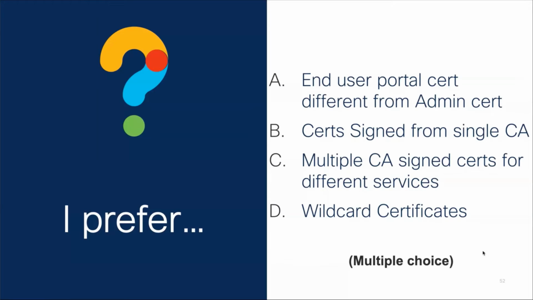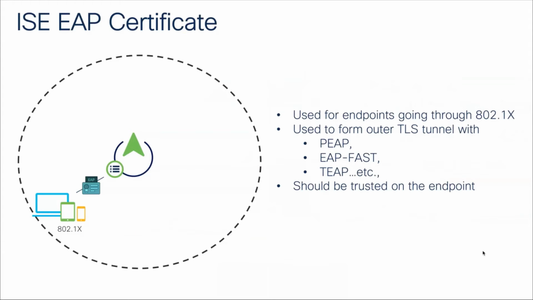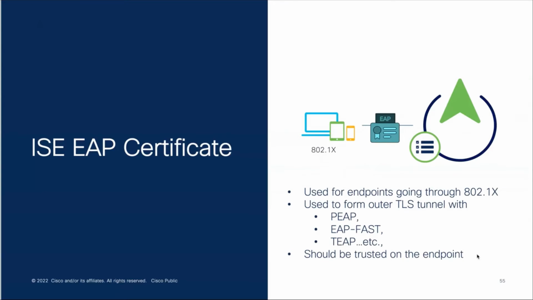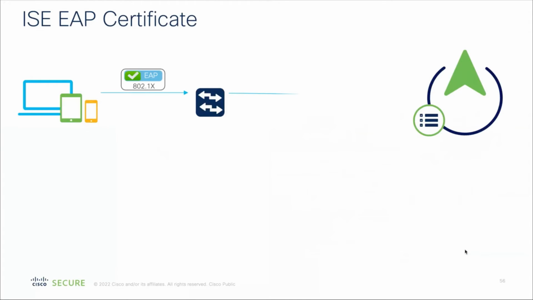While you're answering this poll question, let me go ahead with the next topic, the ISE EAP certificate. As I said earlier, whenever endpoints go through .1x authentication, that's when the EAP certificate comes into play. Where exactly does it come into play? Let's go with the scenario. When endpoints get authenticated over .1x, the EAP communication happens between the endpoint and the network access device. The network access device sends the RADIUS request to ISE, encapsulating the EAP request it got from the endpoint in the RADIUS request itself.